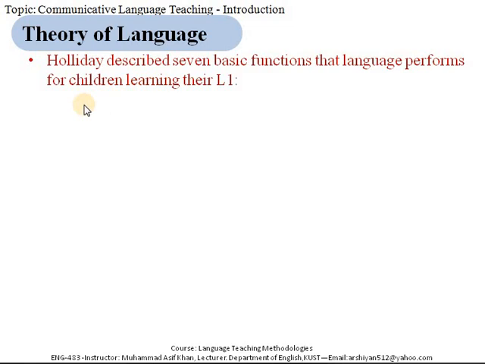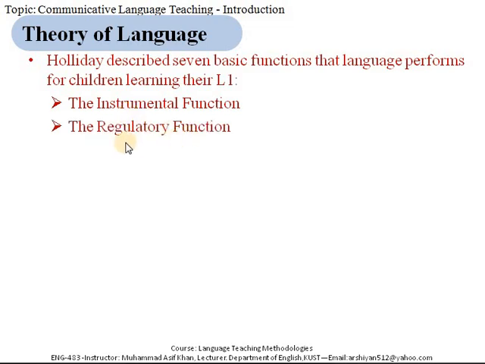These 7 functions are: the first function is the instrumental function, and by this he means when a child uses language to get things. That is the instrumental function. The second basic function that language performs is the regulatory function, and it is the function which a child uses when he tries to control the behaviors of others.